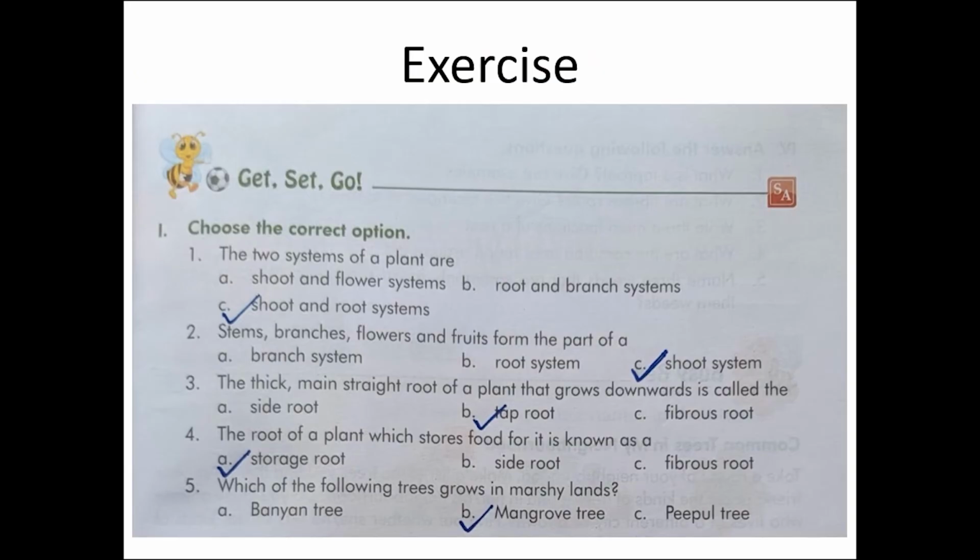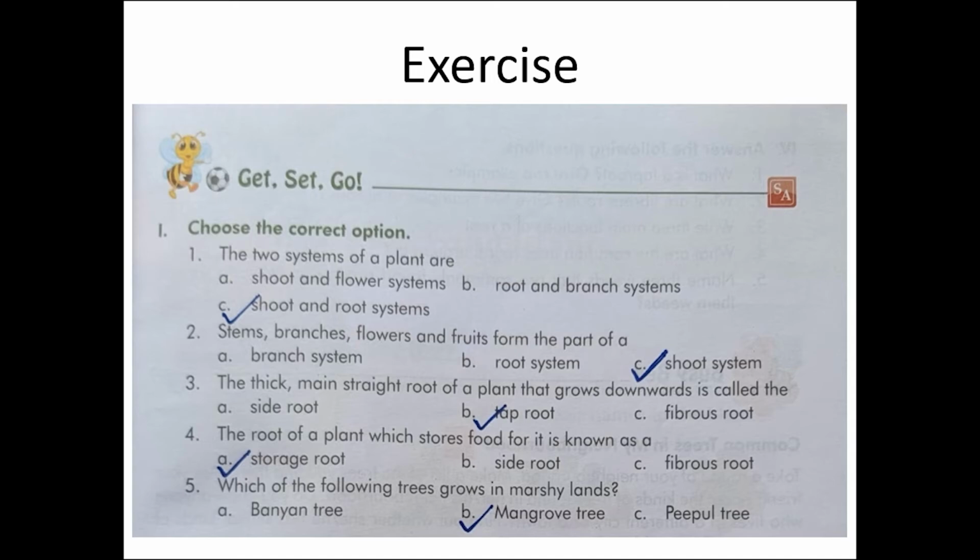Children, today we learned about domestic plants, wild plants, and some common weeds. I hope you understood today's class. Now we are moving to our exercise part. Children, please keep your textbook with you.